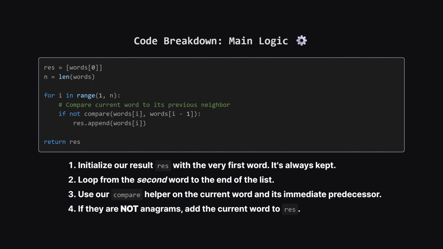Then, we start a loop that begins at the second word and goes to the end. Inside the loop is the most important line. We call our compare function on the current word and the word right before it. If that function tells us they are not anagrams, it's our cue to add the current word to our result list. If they are anagrams, we do nothing and just move on.